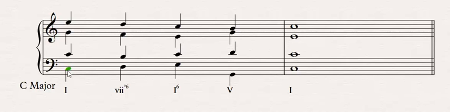So 7 diminished chords, remember to always resolve the tendency tones, the leading tone and the 4th scale degree. The leading tone wants to go up, the 4th scale degree wants to come down, and always double the 3rd of the chord.